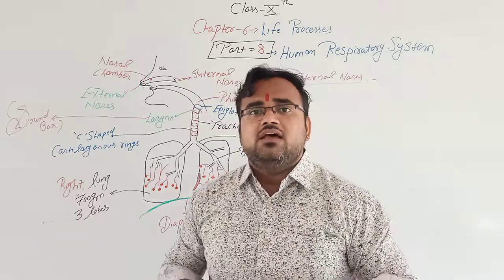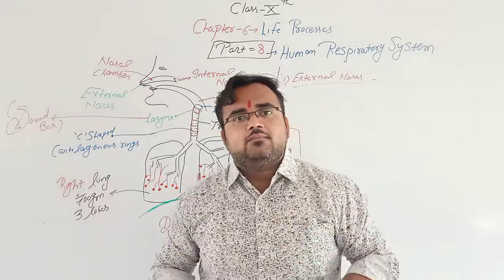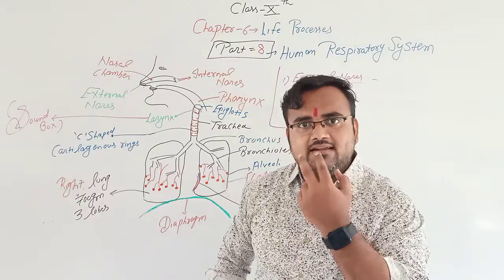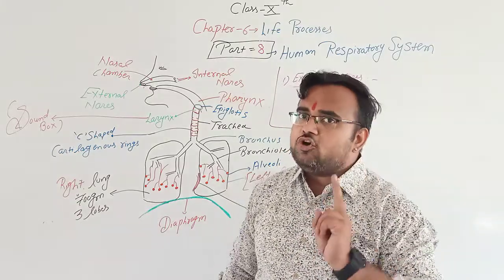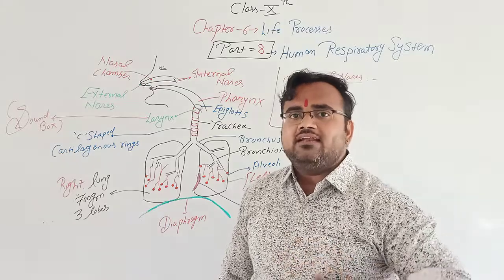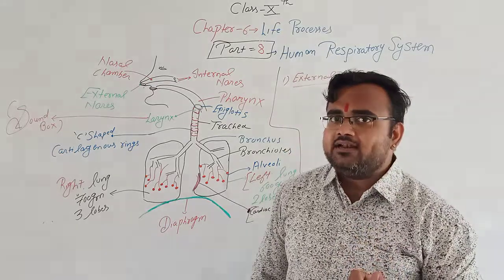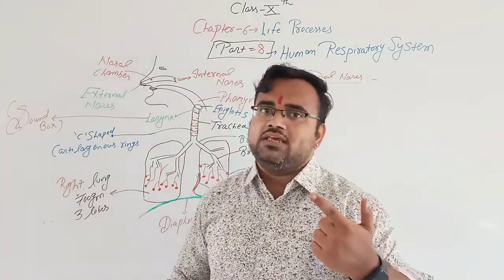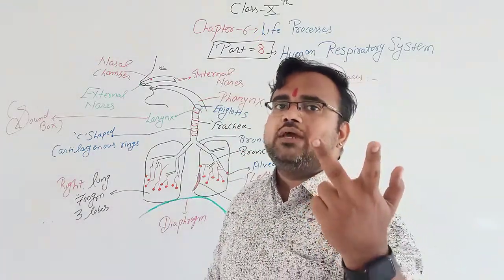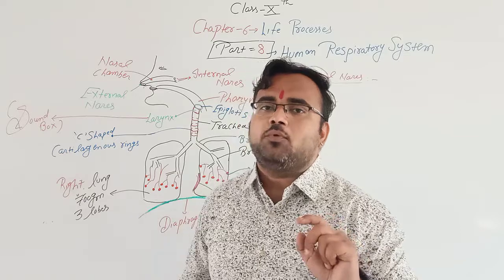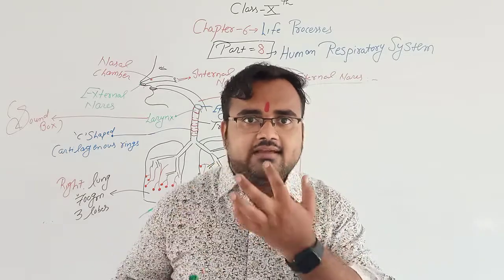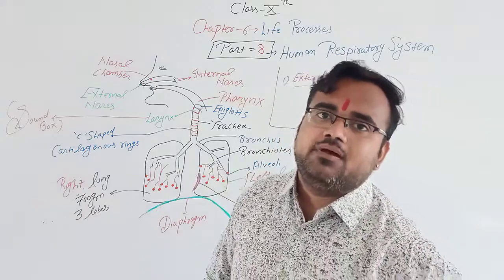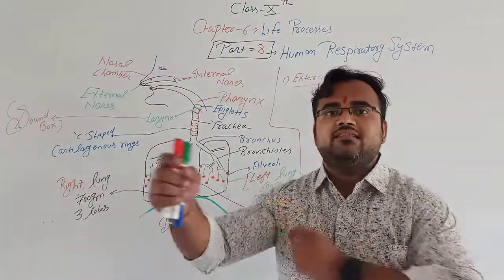What is the function? We can say that the air enters through the external nares. These are two in number. What we can write: the external nares are the first part of the human respiratory system. The air enters through the two external nares. Most importantly, these two external nares are separated by a septum which is known as the nasal septum.